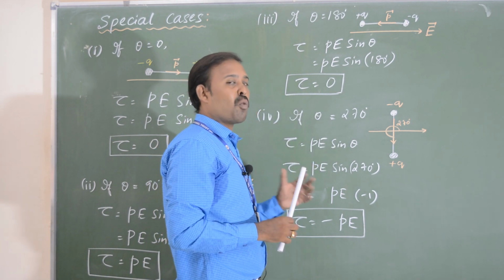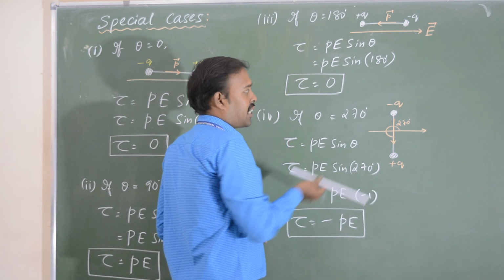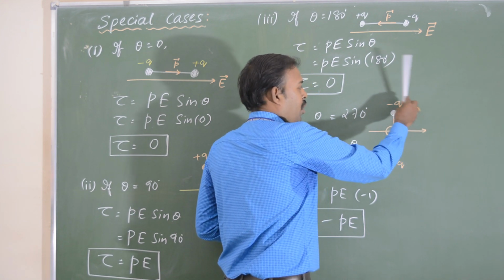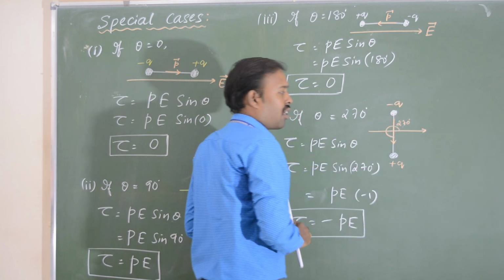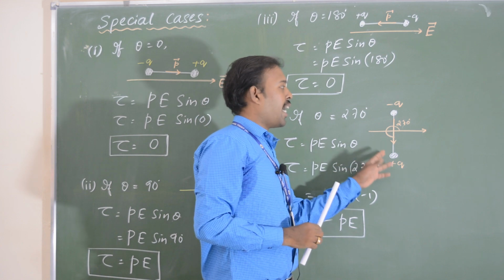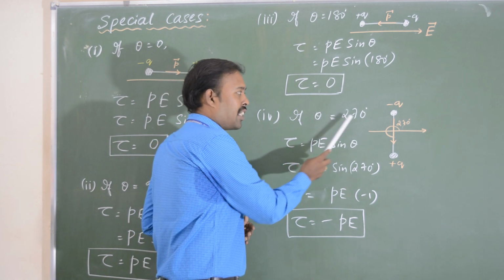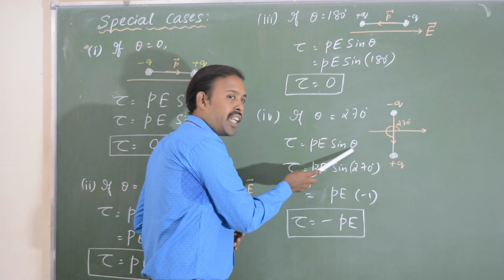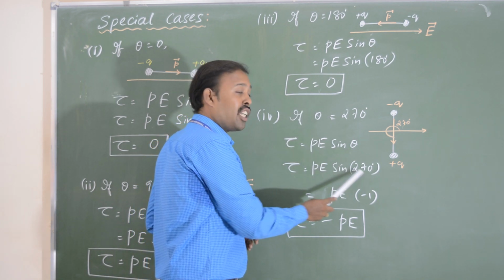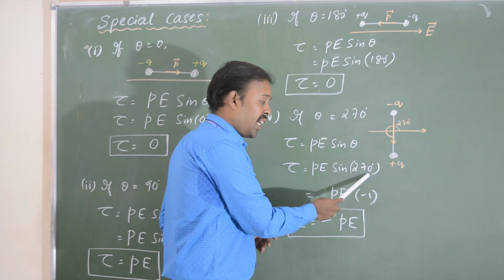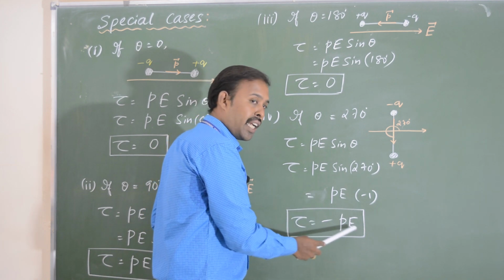Next, in the next case, I am going to rotate this dipole by 270 degree. Actually the dipole was like this and I am going to rotate it by 270 degree. So I have rotated like this, 270 degree. So the angle between the dipole and the electric field is now how much? 270 degree. So I will substitute this 270 degree in the place of theta here. Now what is the expression of torque? Tau is equal to PE sin 270. What is sin 270? It is minus 1. So it becomes tau is equal to minus P into E.